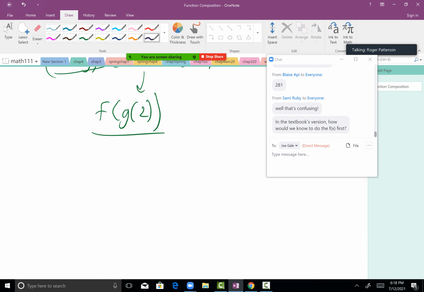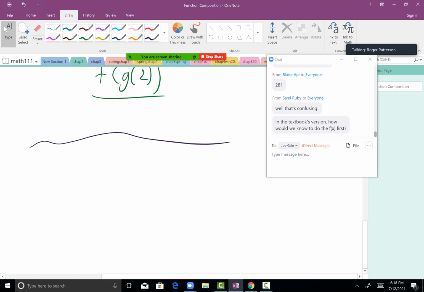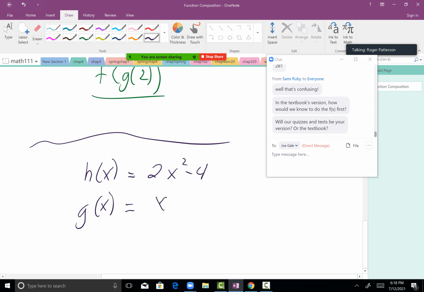So let's do a couple more examples here. All right, so this time I'm going to make up a couple of them. So we're going to go here. Let's go with f of x be 2x squared minus 4, and we'll have g of x be x plus 1 over 2.